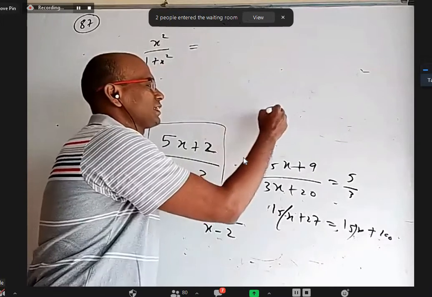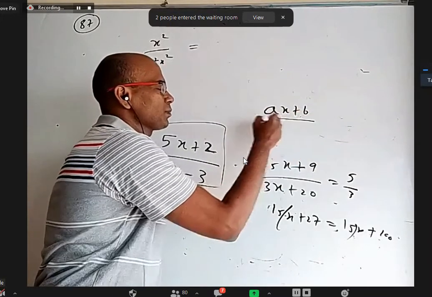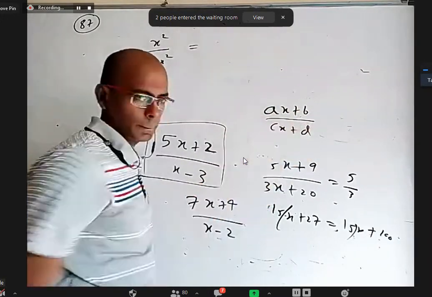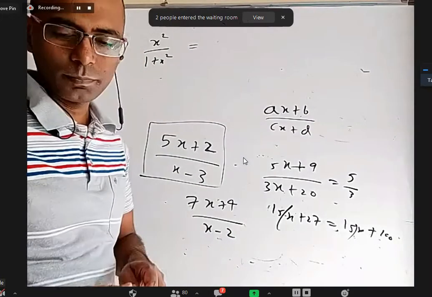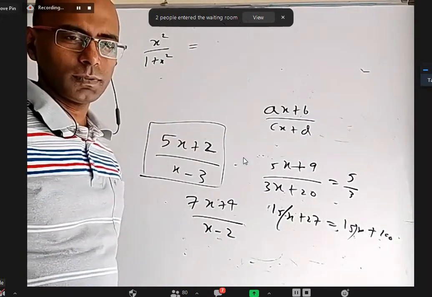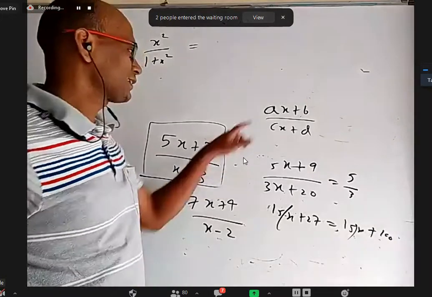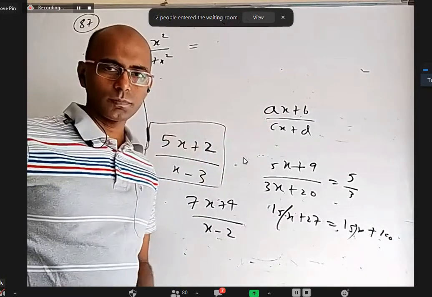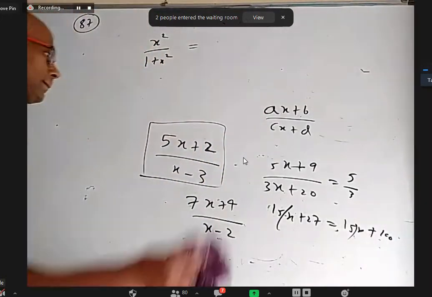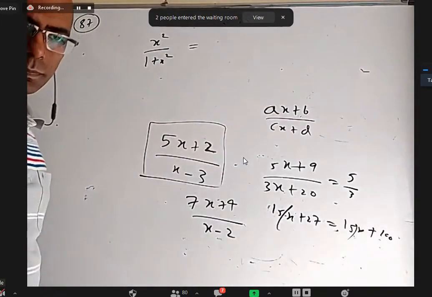So in general, if I have ax plus b by cx plus d, what is the range? All real numbers except a by c. Right?